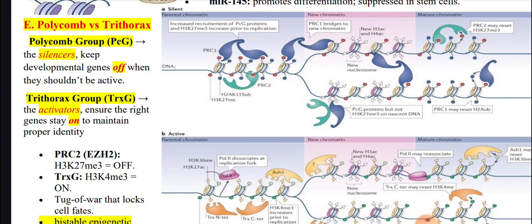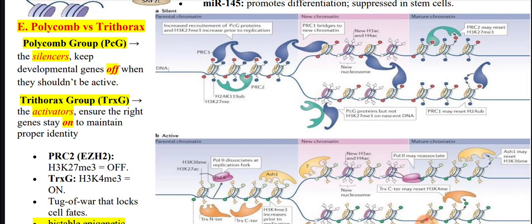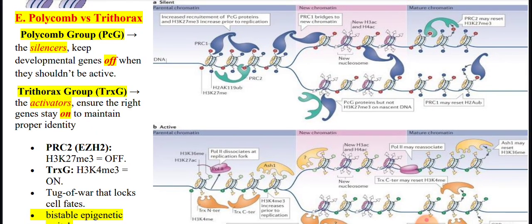How do they silence? A key polycomb complex is PRC2, polycomb repressive complex 2. Its enzymatic subunit is EZH2. And what EZH2 does is catalyze the addition of that repressive histone mark we just talked about, H3K27Me3. So PCG proteins essentially paint genes with the OFF signal. Got it. Polycomb silencers, H3K27Me3 equals OFF.